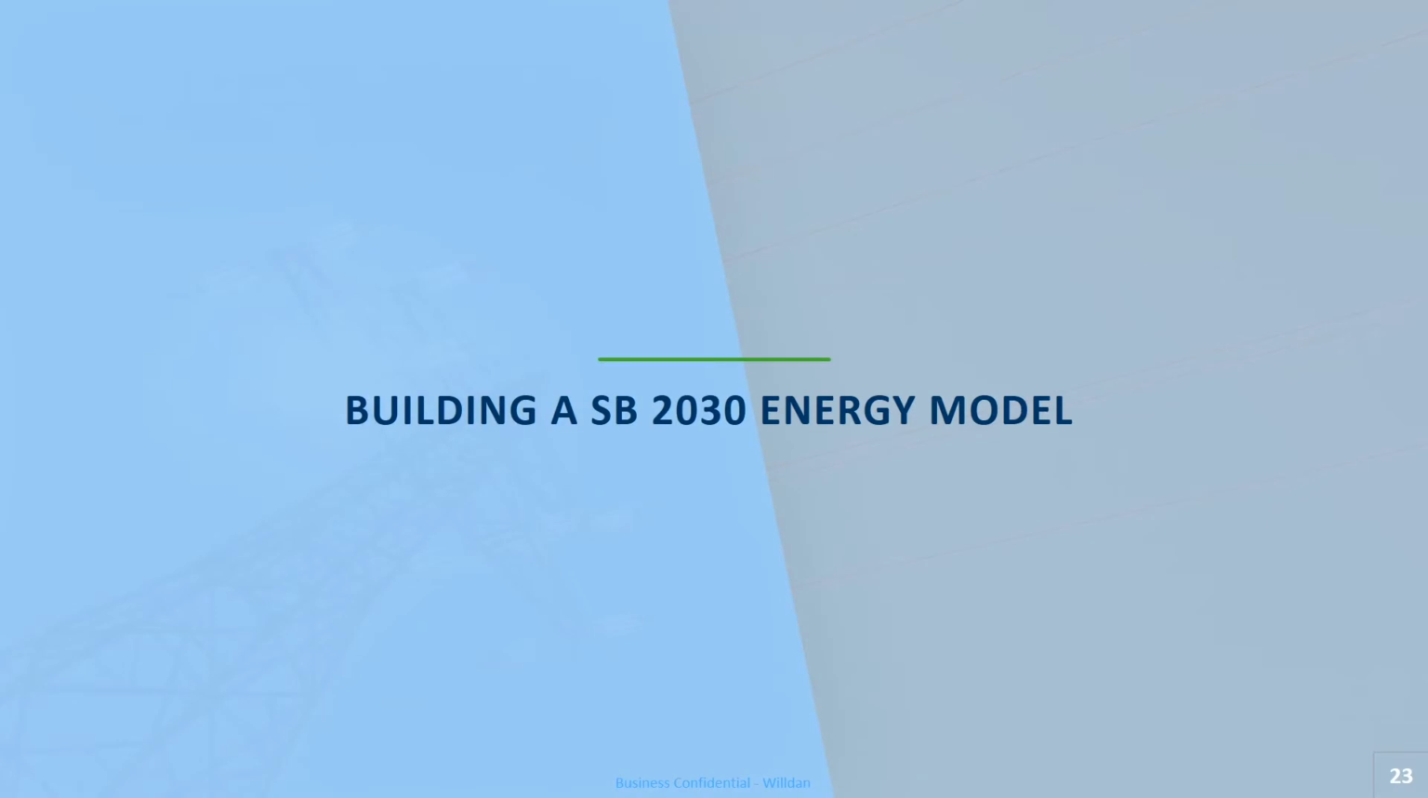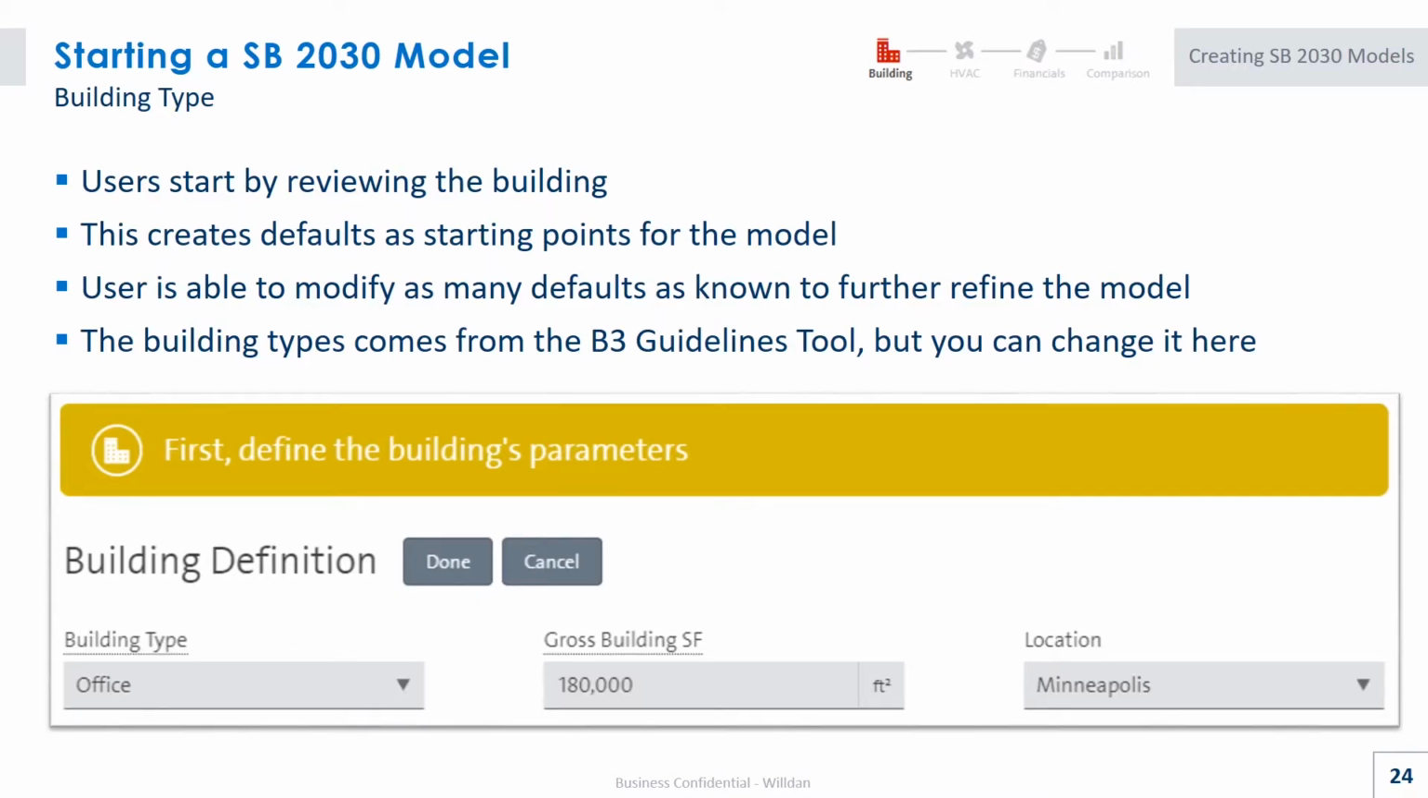Okay, now we're going to go into how you actually build an energy model in this tool. When you first open the tool and you go to the Building tab, it is going to show you the building type that was defined for your B3 guidelines. You can modify that if you need to, or you can edit the parameters of that building type.